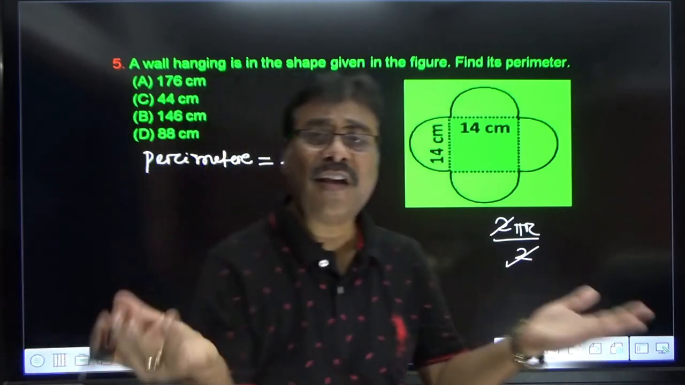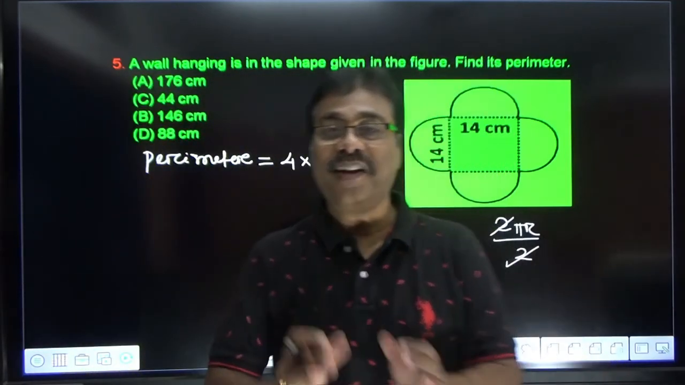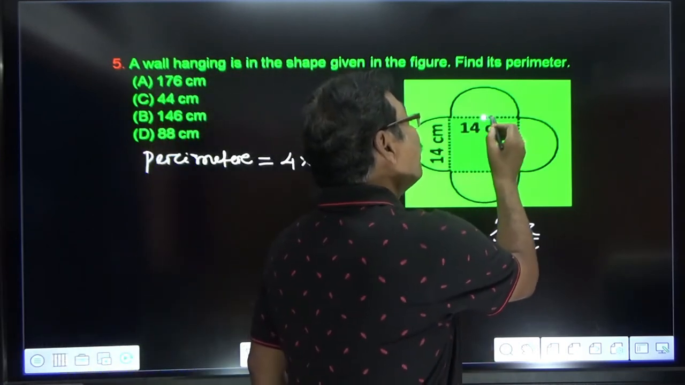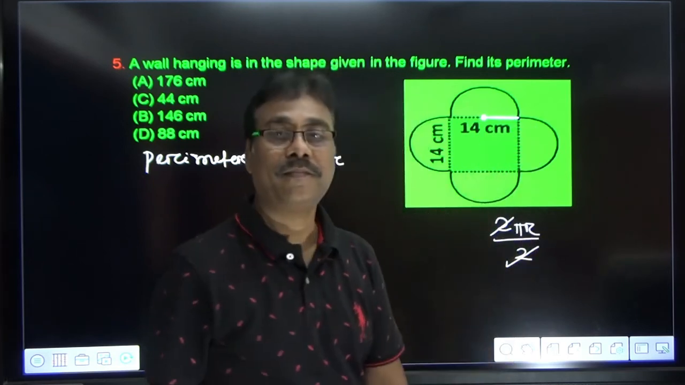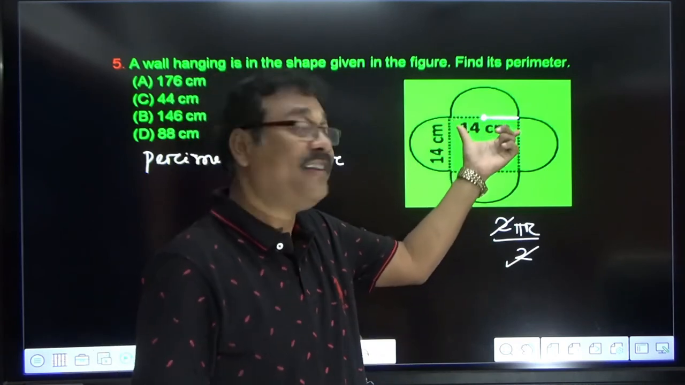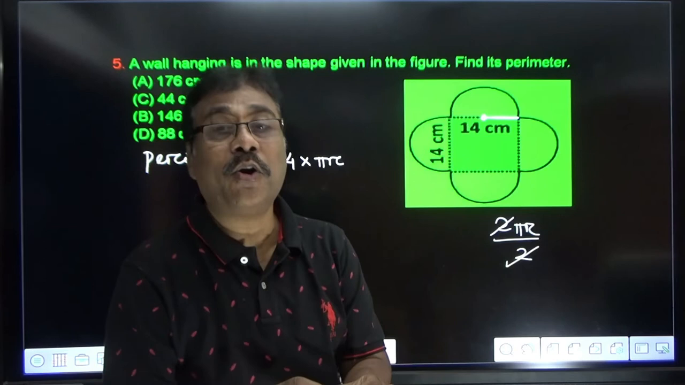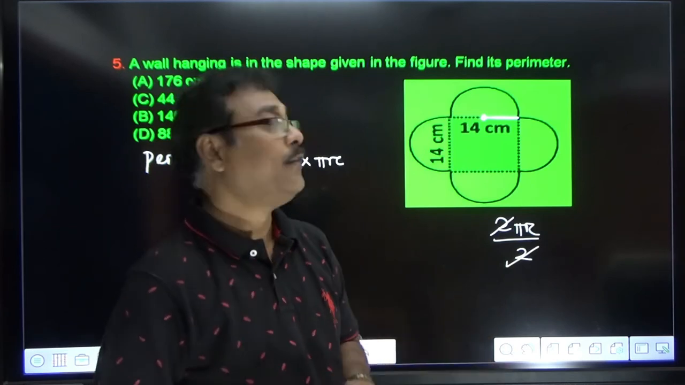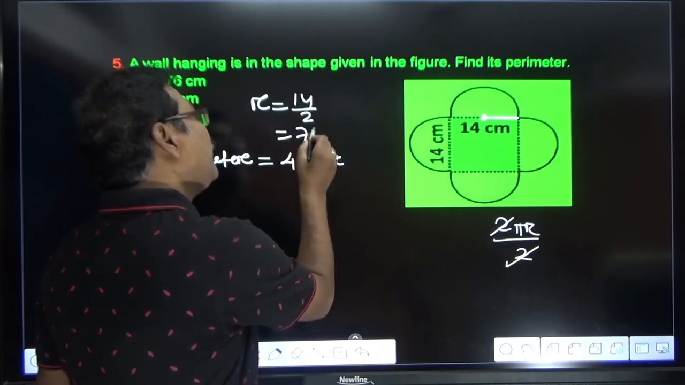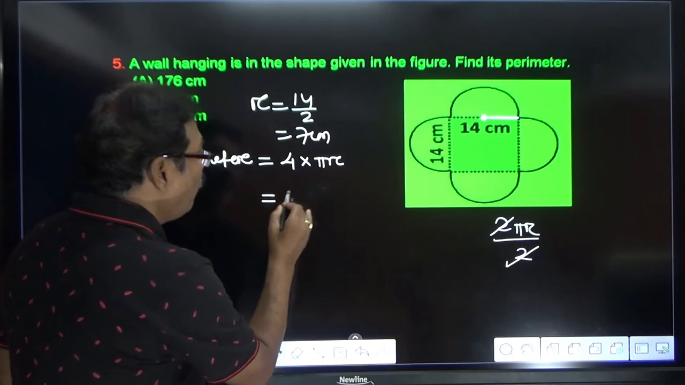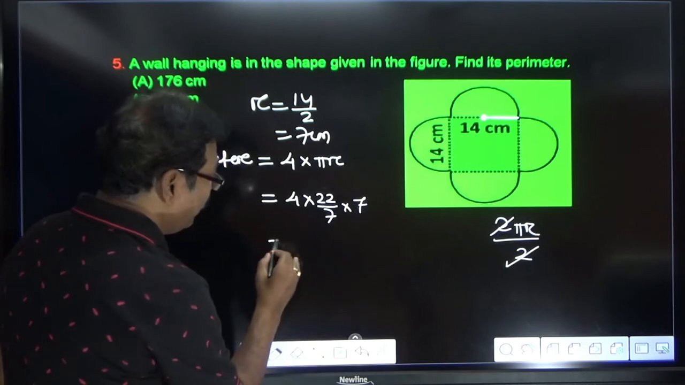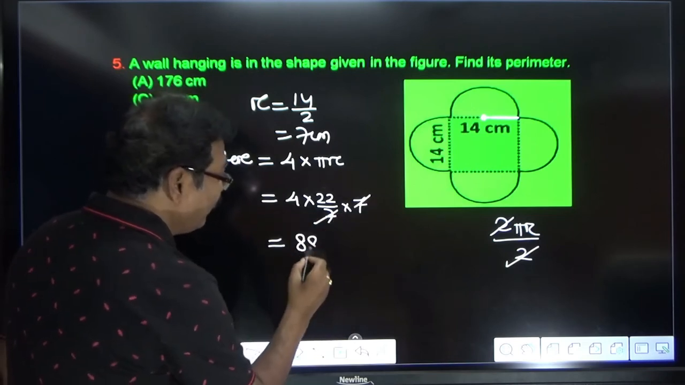But the question is, what is r? r is radius. Now the radius is what? From this to this, or these to these? Because this is the diameter and radius is equal to half of the diameter. So radius will be 14 by 2. 14 by 2 is your 7 centimeter. So let me put the values now. 4 into 22 by 7 into 7. So the 7 gets cancelled and your answer is 88 centimeter.